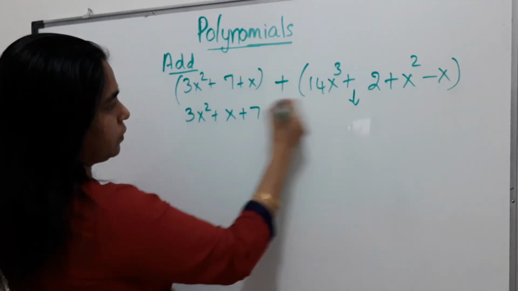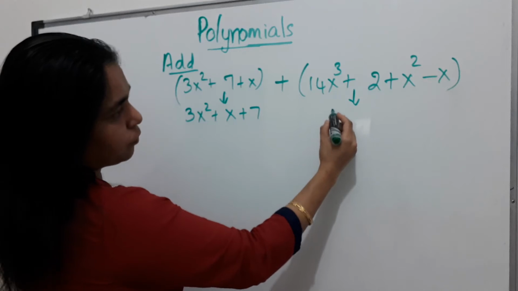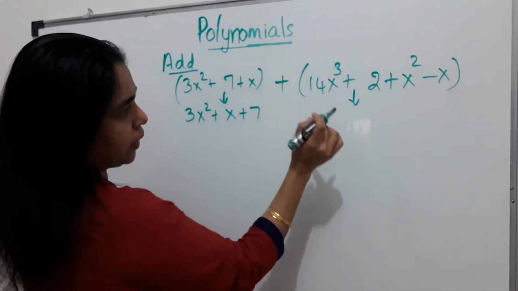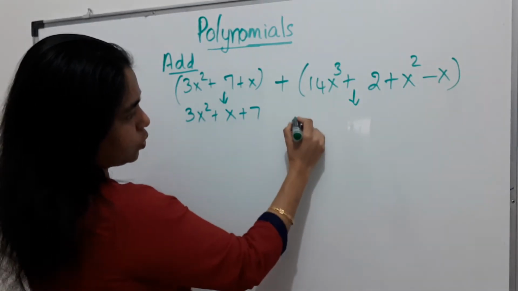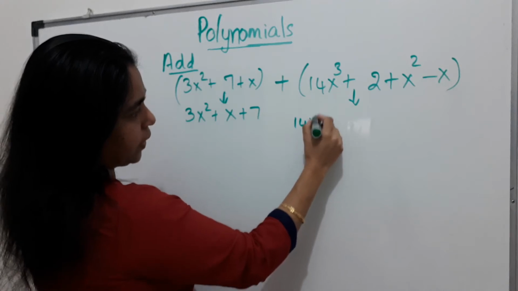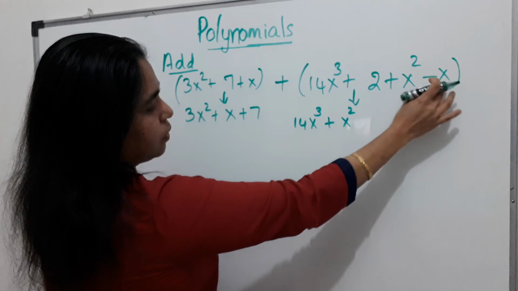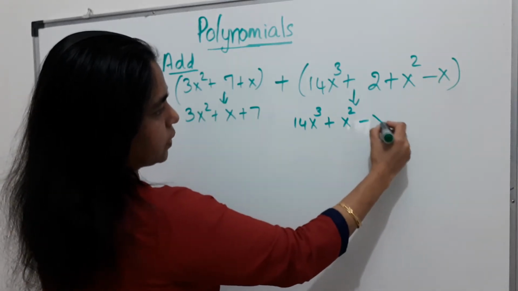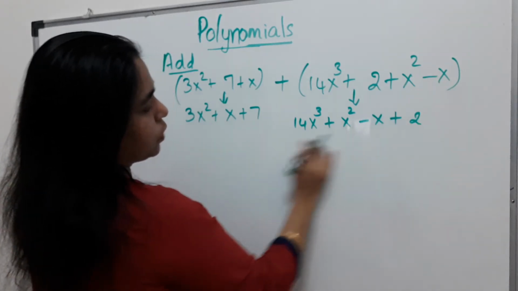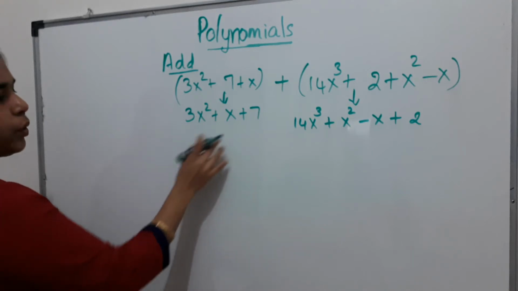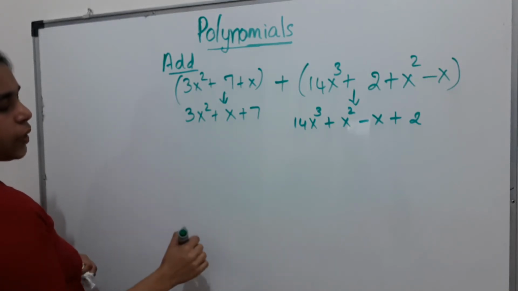And for this one, the standard form is, the highest power is actually 3, so that must be the first term: 14x cubed plus x squared, and next is minus x plus 2. Both of them are in standard form. Now you can arrange them so that you can add them.